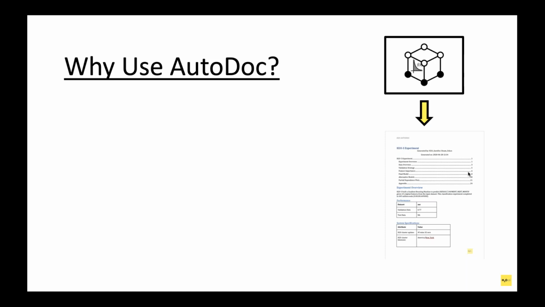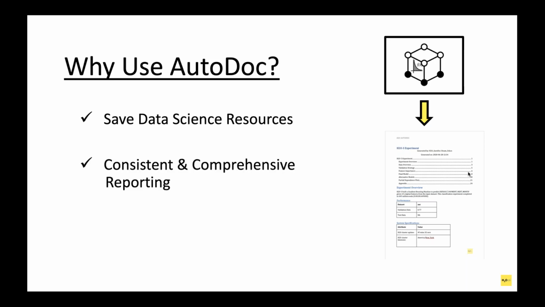The nice thing about the Autodoc is that if you're a data scientist, it's going to save you quite a bit of time. Or if you're managing a team of data scientists, it's going to save data science resources. The reports are also going to be consistent and comprehensive. What I mean is that you're going to get a report where you know that all of the metrics are calculated in the same way. You don't have to worry that one data scientist is calculating a metric with different calculations than another. You're also getting a very comprehensive report.